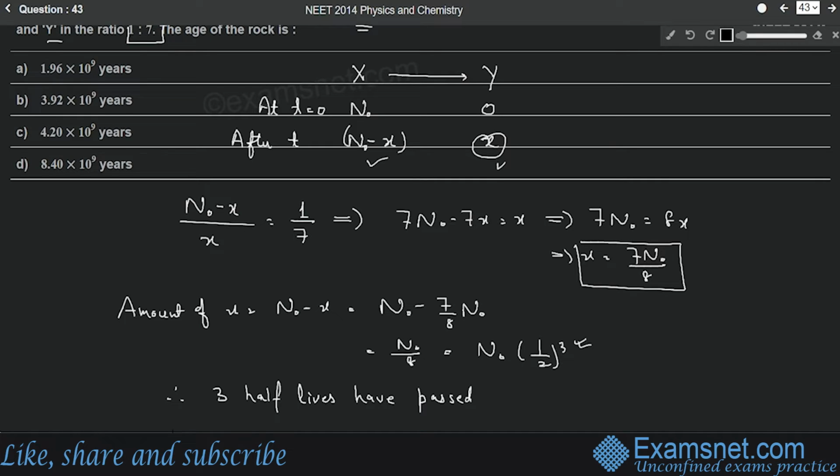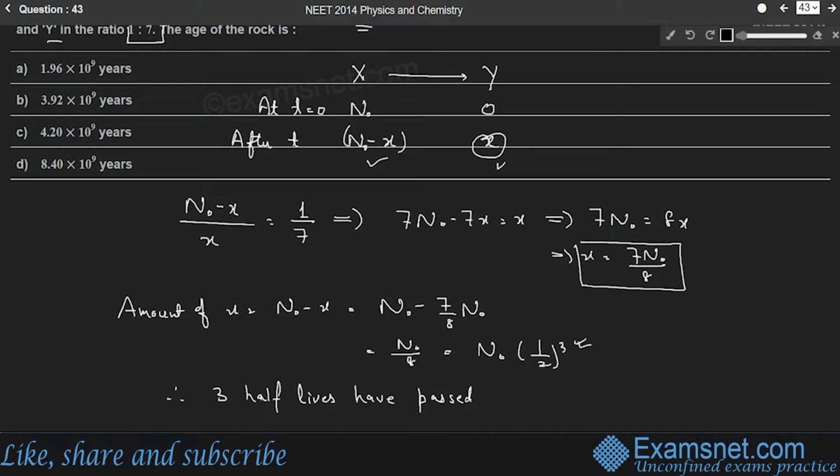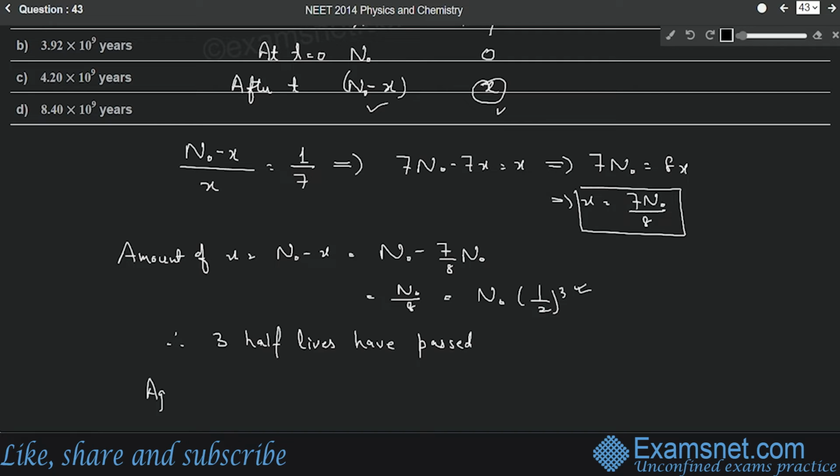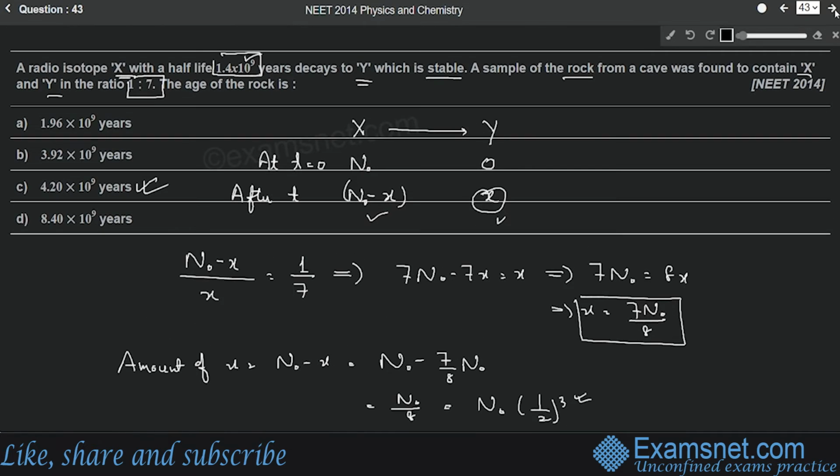and it is given in the question that the half-life of X is 1.4 into 10 to the power 9 years. So 3 half-lives means this half-life multiplied by 3. So the total time or the total age of the rock will be, age is equal to 3 into the half-life, that is given as 1.4 into 10 to the power 9 years. So on solving this, you'll get 4.2 into 10 to the power 9 years. Okay, this is the age of the rock. So let's see the options. It is given in the third option, so option C will be the correct answer. Got it?